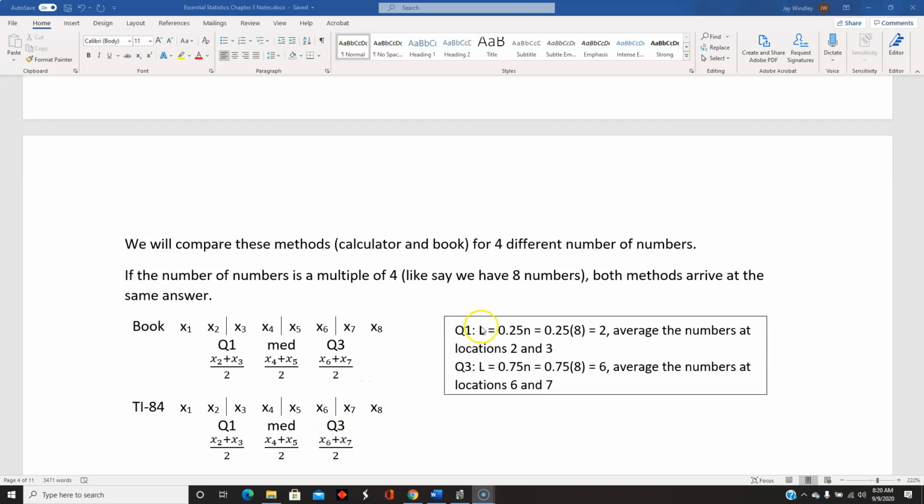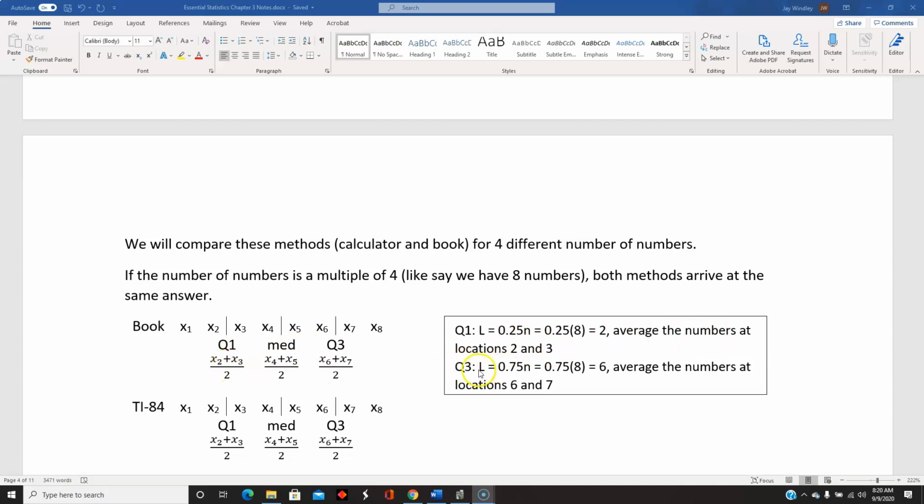So the book procedure says you find L by doing 0.25 times n. So 0.25 times 8, the number of numbers in our data set, is 2. And the book procedure says when this turns out to be a whole number, you do the average of the numbers at position 2 and position 3, which is exactly what this calculation here is.